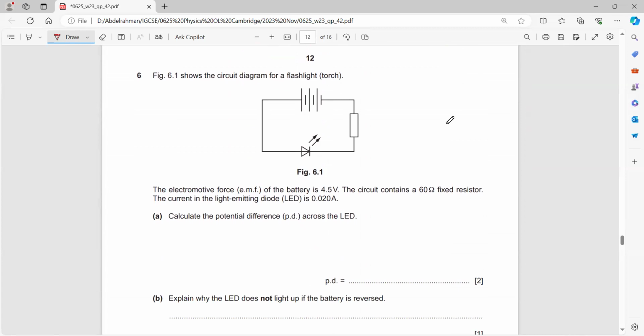Okay, now I have a flashlight. The electromotive force EMF of the battery is 4.5 volts. The circuit contains a 60 ohm fixed resistor. The current in the light emitting diode is 0.2 amperes. Calculate the potential difference across the LED.